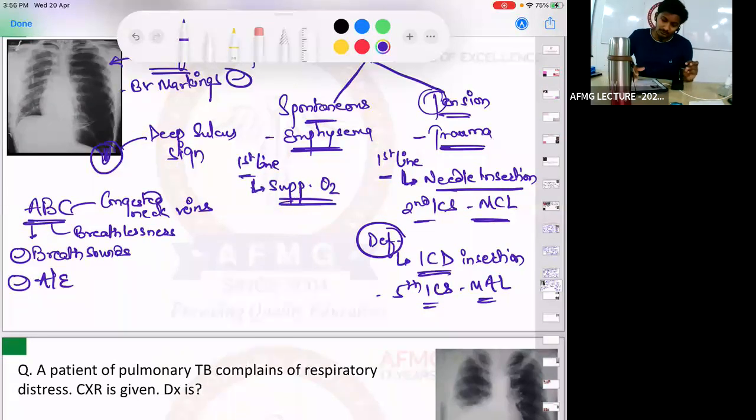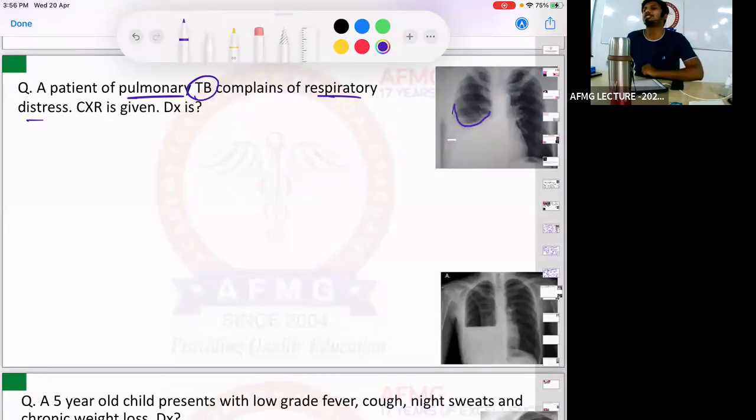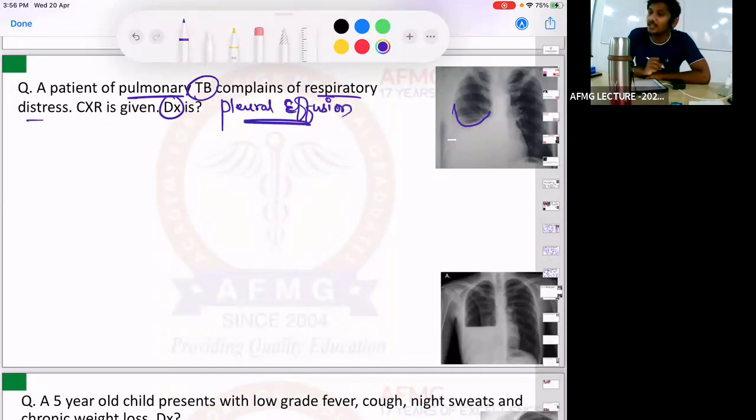I hope so. Next, a patient of pulmonary TB complains of respiratory distress. Chest X-ray is given. Diagnosis is? Wow, shabash. If there is any opacity in the lung field, that means there is accumulation of fluid in the pleural cavity. This is called pleural effusion. The risk factor is tuberculosis, so there is a tubercular pleural effusion in the patient.